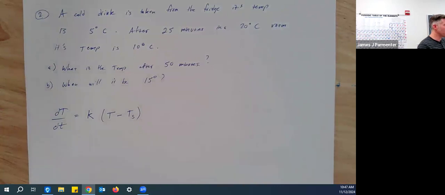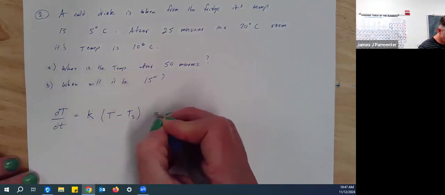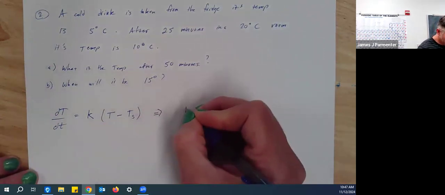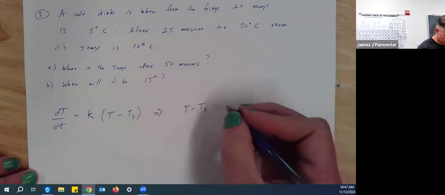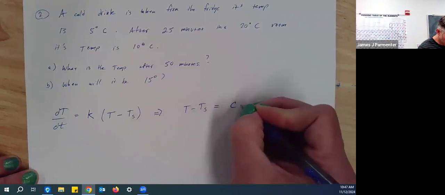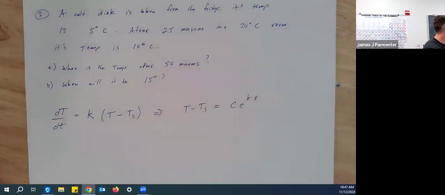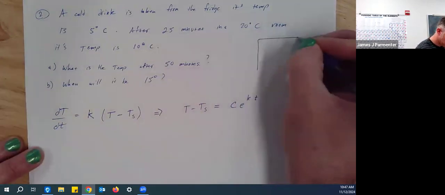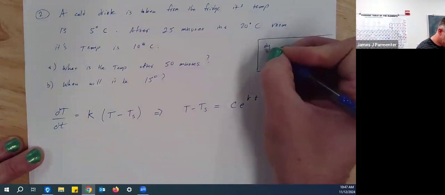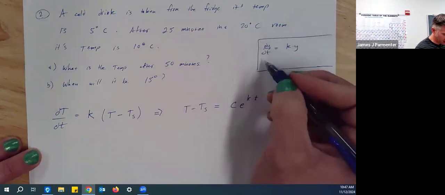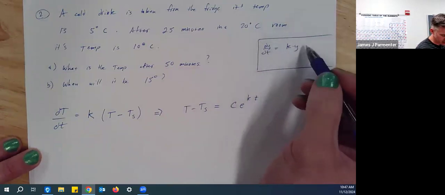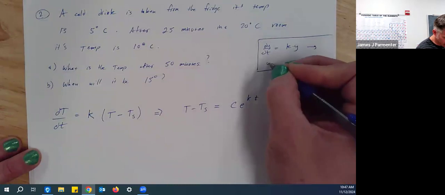Now I know what this leads me to. I know that this leads me to saying that the difference between the temperature and the surrounding room, whatever, environment, is equal to Ce^(kt). Just like the differential equation we've been dealing with, dy/dt equals a constant times y, or the rate of growth of the population is proportional to the population size, leads to exponential growth.